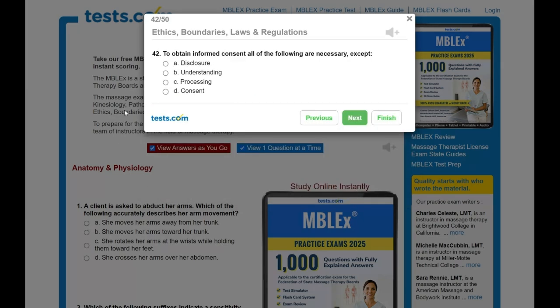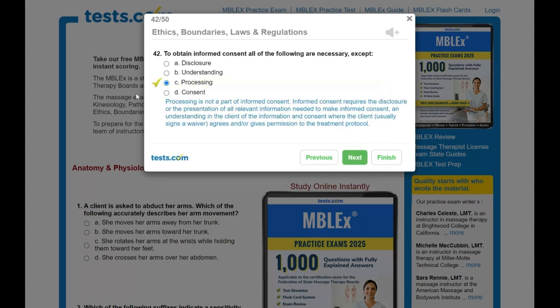Question 42. To obtain informed consent, all of the following are necessary except A. Disclosure. B. Understanding. C. Processing. D. Consent. C. Processing. Processing is not a part of informed consent.